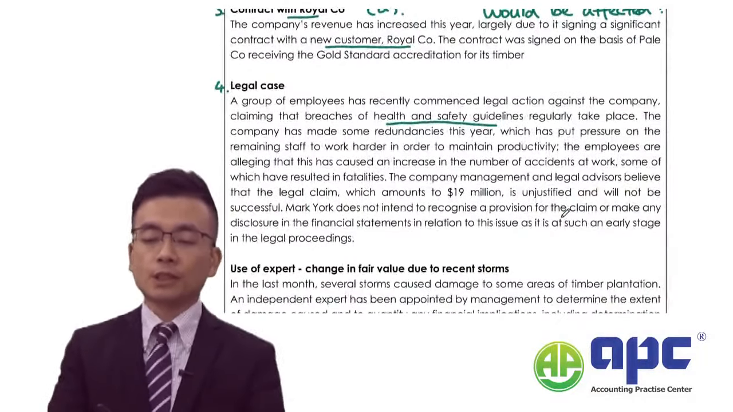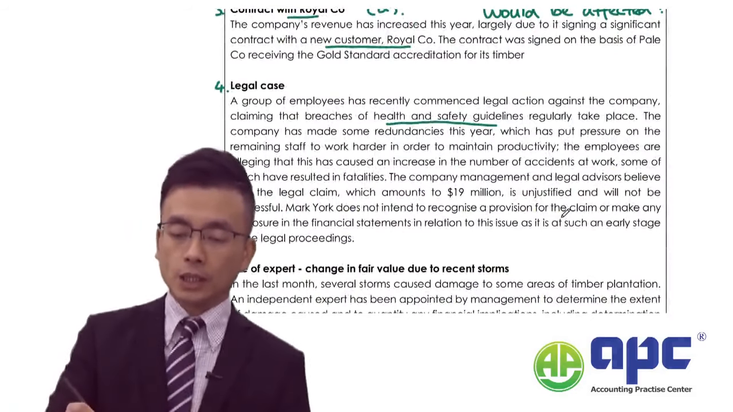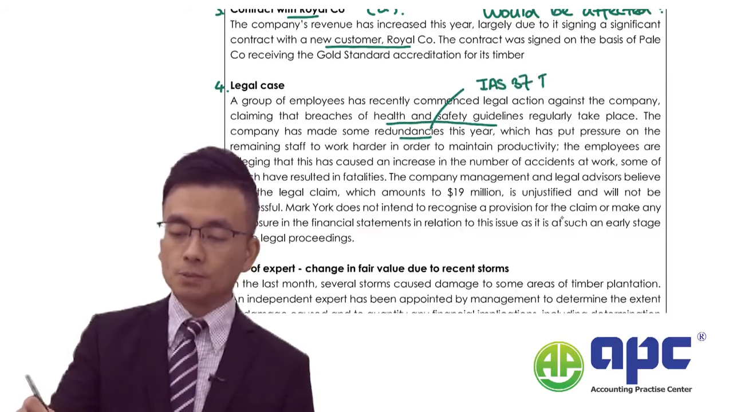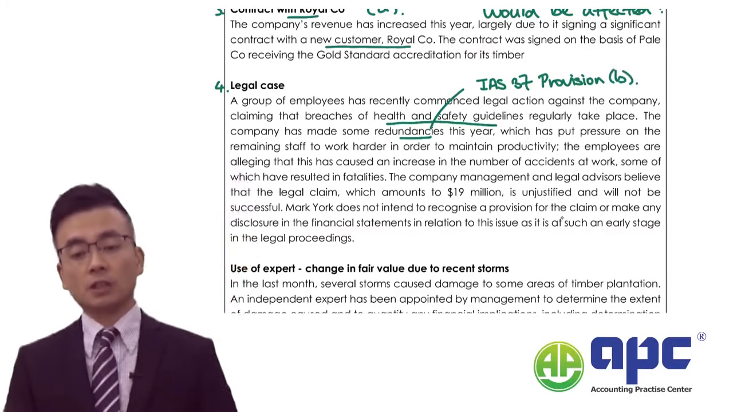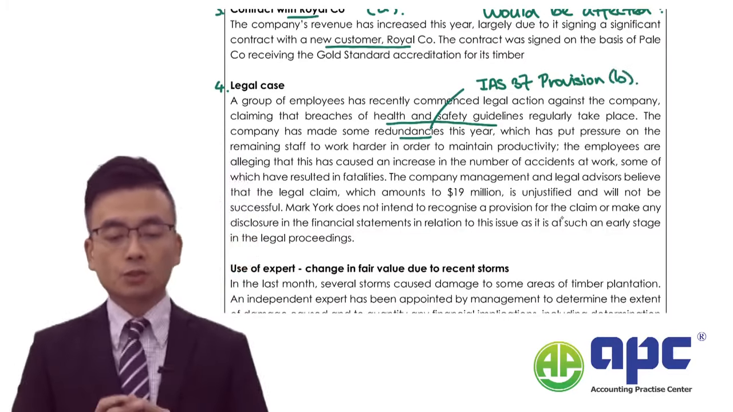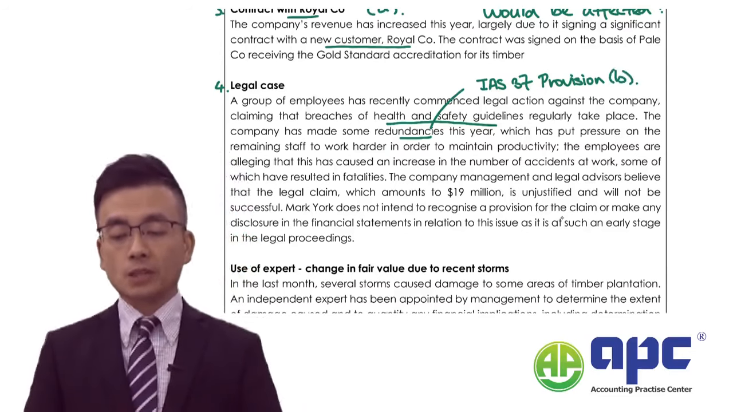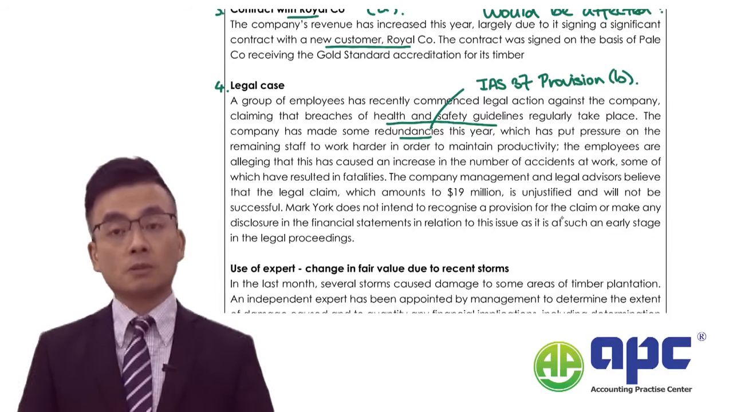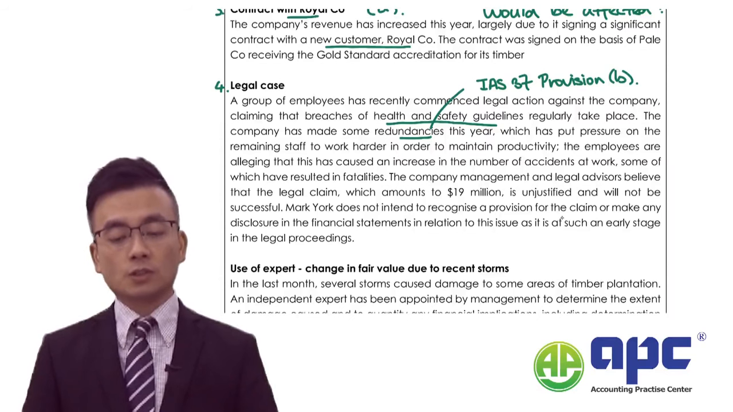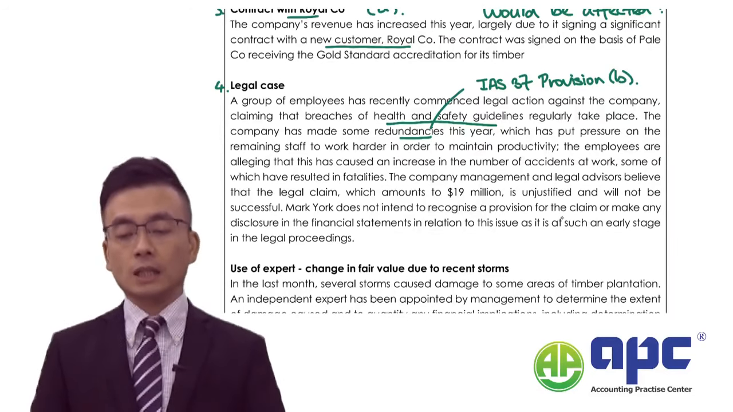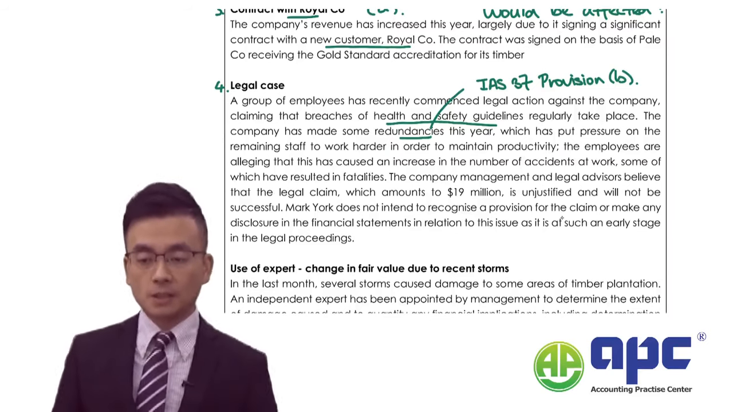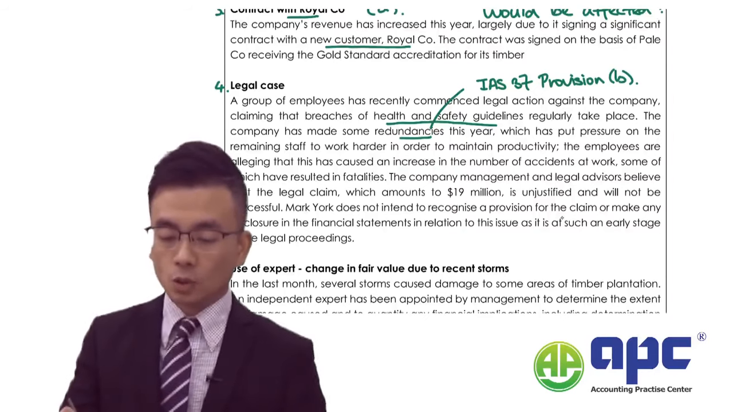The company made some redundancies this year. Of course, that's related to Part B's IAS 37 on provisions accounting, some of the necessary expenditure that we need to provide for as a provision liability. This put pressure on the remaining staff to work harder to maintain productivity, and the employees are alleging that this has caused an increase in the number of accidents at work, some of which resulted in fatalities. The company management and legal advisors believe that the legal claim of $19 million is unjustified and would not be successful.